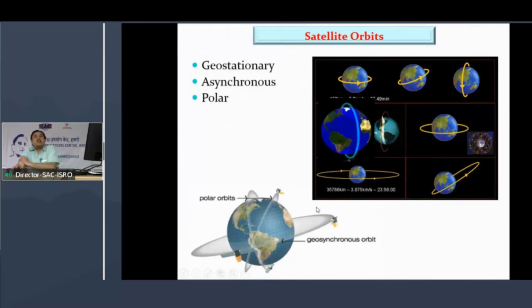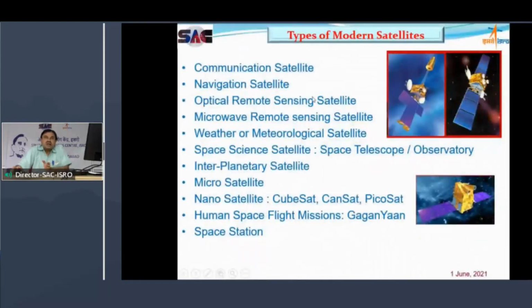And then there is another category of satellite, especially our navigation satellites, which are located at an intermediate height of around 20,000 kilometers. Although Indian satellites we have put at 36,000, I will come to that. So mostly GPS-type satellites, which we hear about for navigation, are located at the 20,000 kilometer orbit. So these are the different types of satellites: communication, navigation, remote sensing.